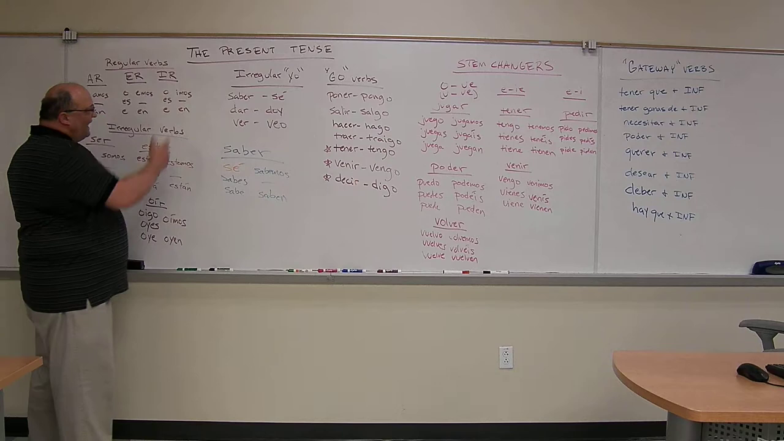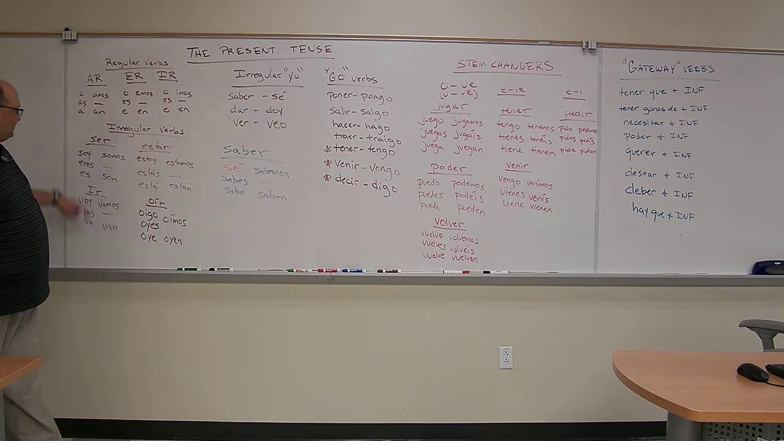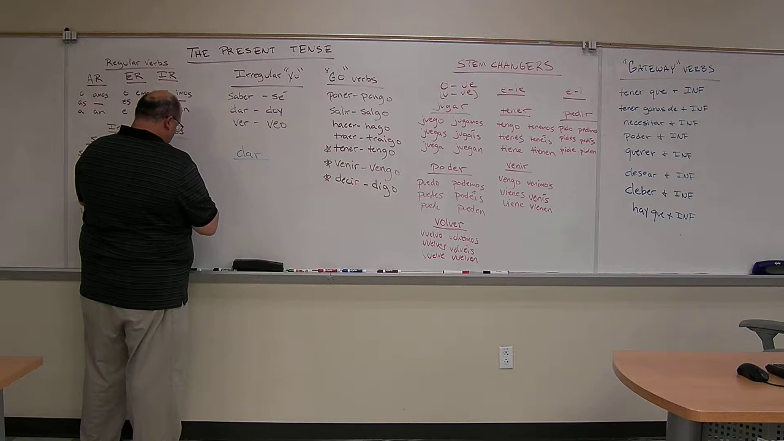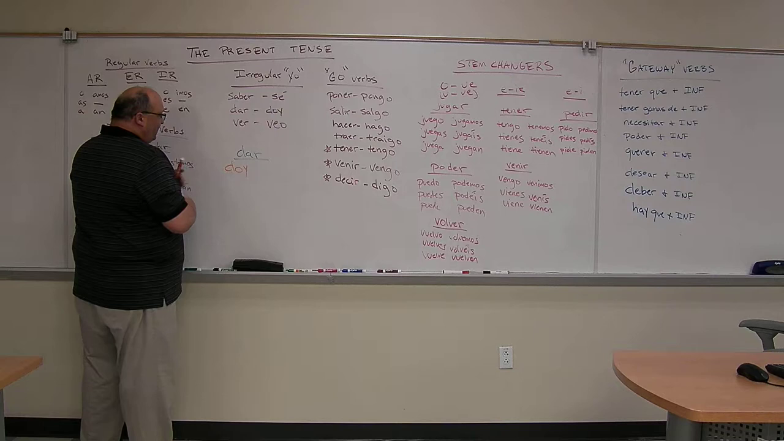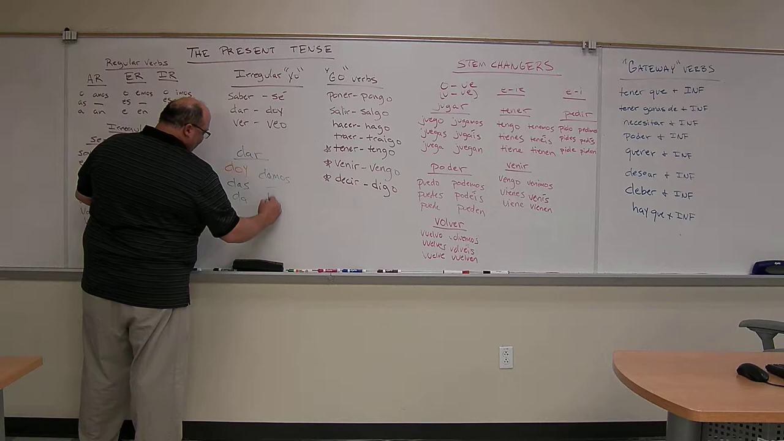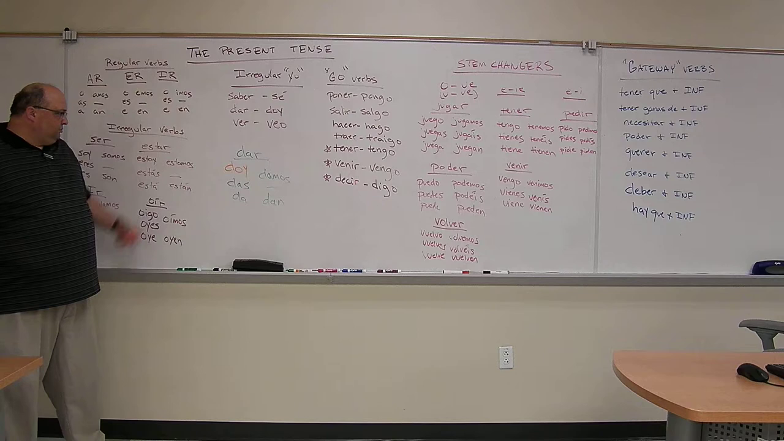The same thing with dar. Dar means to give. Again, we see the doy, the oy pattern that we saw over here. Some verbs do that, and dar is one of them in the yo form. Yo doy. But the rest of the pattern follows an AR verb pattern: das, da, damos, dan. Okay? Irregular yo form.